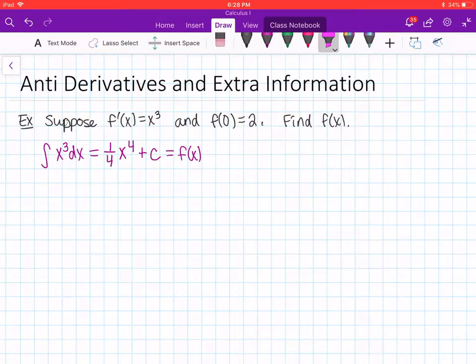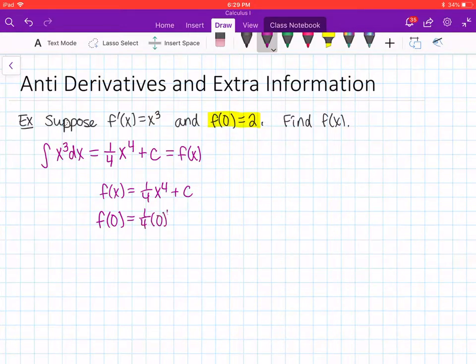Now, we haven't used this information yet, the f of 0 equals 2, and let's use that now. So I'm just going to rewrite this so that the f of x is out front. We can actually figure out what that c value is. So let's do f of 0. Whenever you see an x, you're going to put in 0, and then we have plus c. 0 to the 4th is 0, times 1/4 is still 0. So then we just have that equals c.